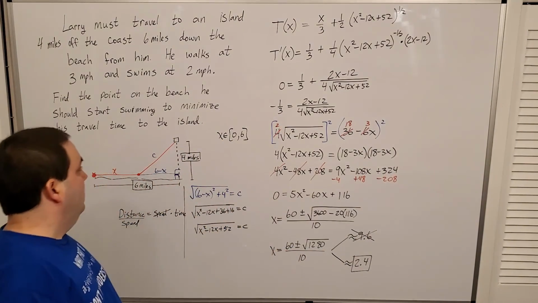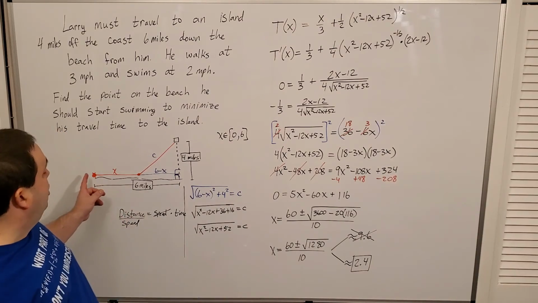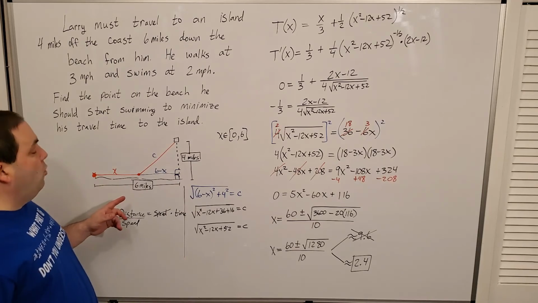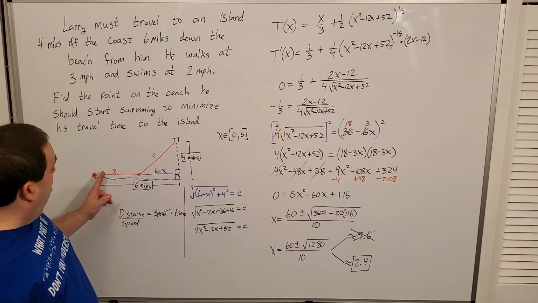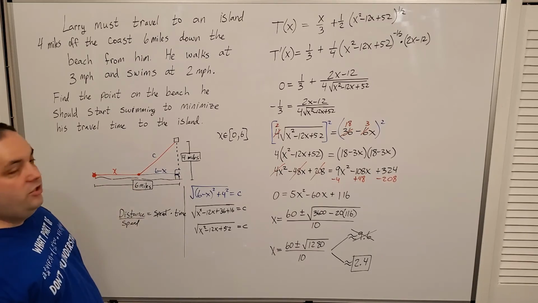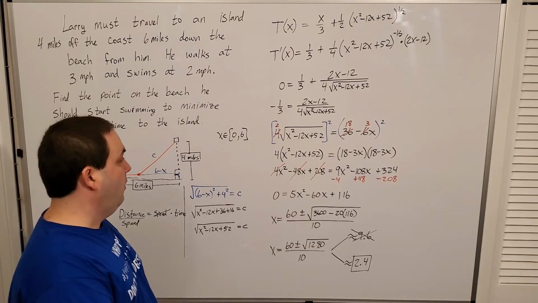Okay. 9.6 isn't going to work because there's no way he'd pass up the point, right? 2.4 sounds like it makes sense. He would walk a little ways and then he would try to swim directly out to the island after going 2.5 miles, right?